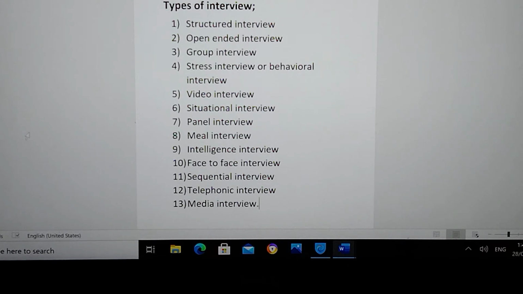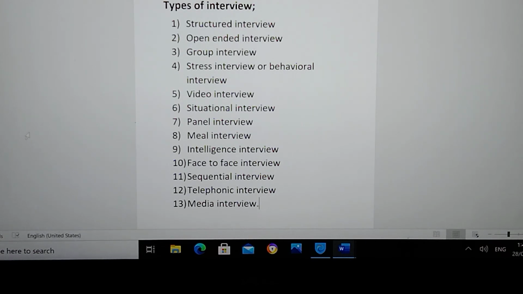And the eighth one is meal interview. Some organizers take the candidate for lunch or dinner to interview him or her to get more information about the person, such as their manners and treatment of wait staff. And the ninth one is intelligence interview. It tests the ability to understand your own emotions and the emotions of others. Sometimes the interviewers assess emotional intelligence through written psychology-based tests. Such intelligence interviews are held in the armed forces of any country.